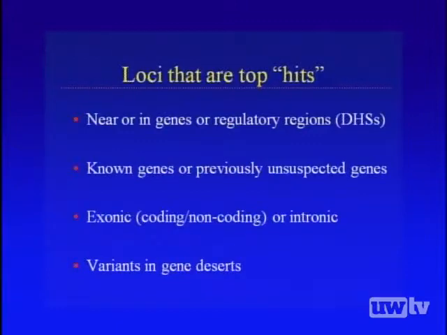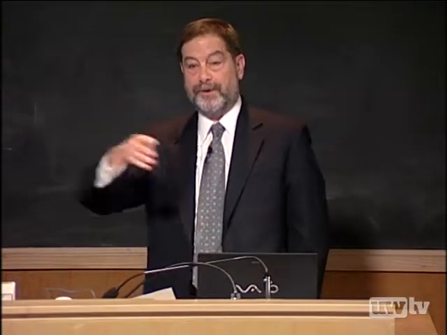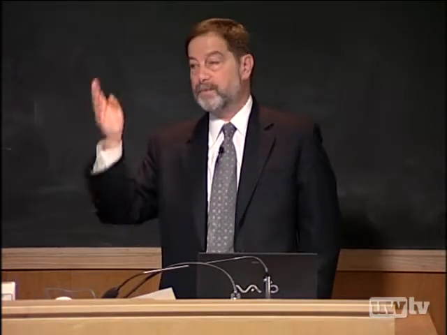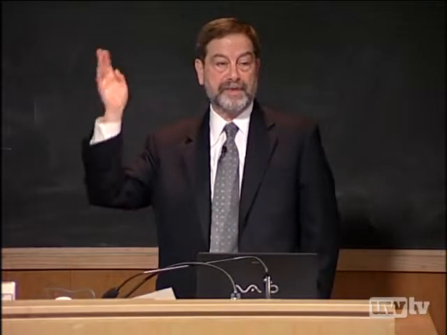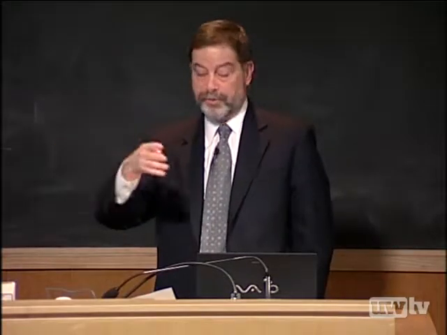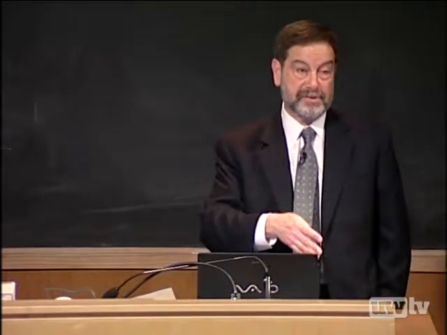We call them top hits. They're not necessarily in genes, and they're not necessarily near genes, and they're not necessarily in regulatory regions. They can be, but they can be in all the above. When I showed you early on where tag SNPs are that are included in these arrays, they can be in exons, they can be in introns, they can be in promoter regions, they can be outside of the gene or near the gene, they can be in gene deserts.